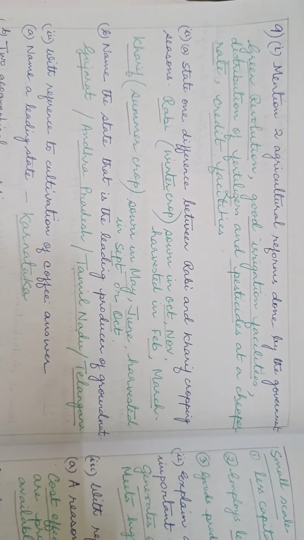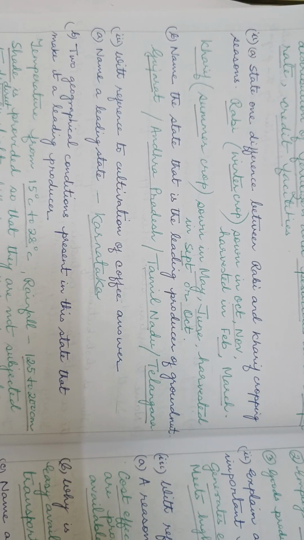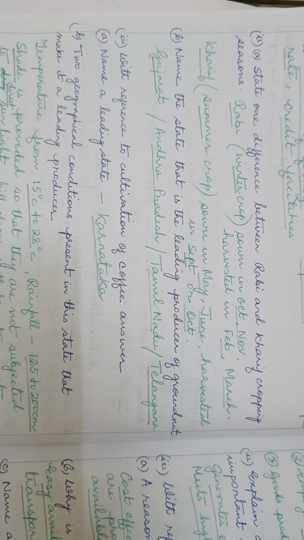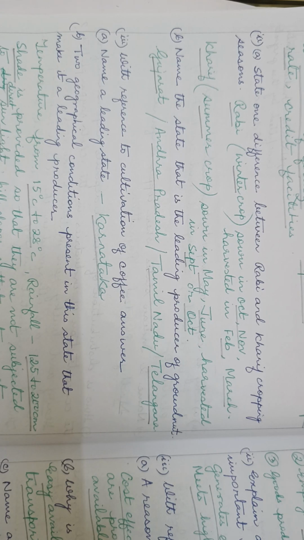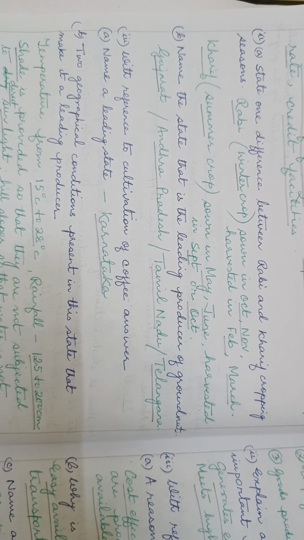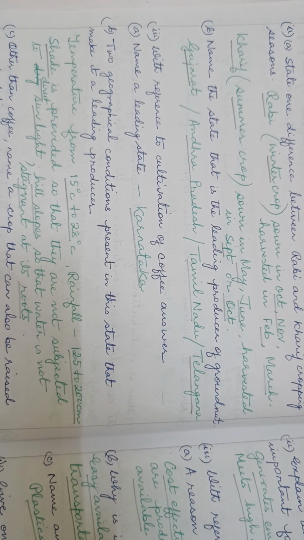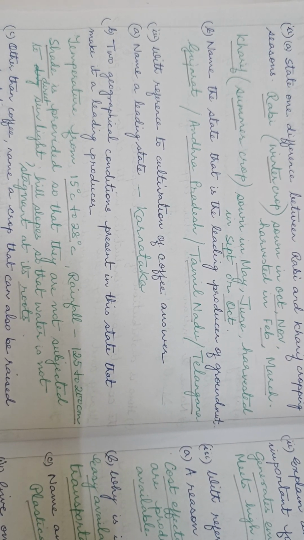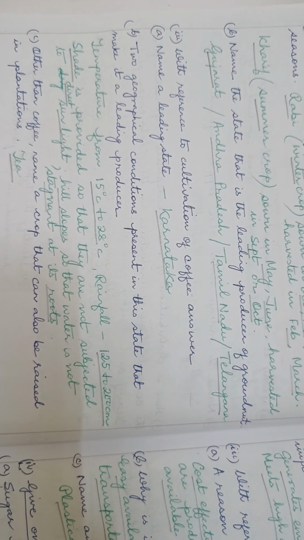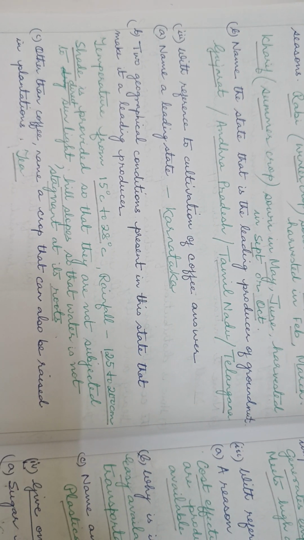Roman number 2A, you have to give one difference between Rabi and Kharif cropping seasons. Rabi, winter crop, sown in October, November, harvested in February, March. Kharif, summer crop, sown in May, June, harvested in September or October. The state that is the leading producer of groundnut is Gujarat. After Gujarat comes Andhra Pradesh, Tamil Nadu and Telangana.